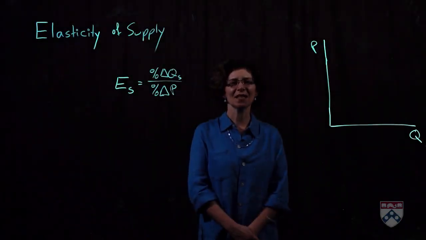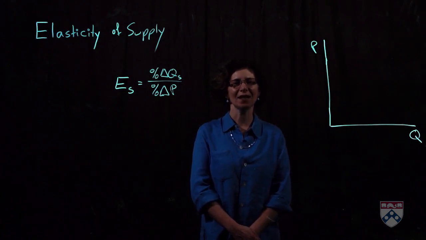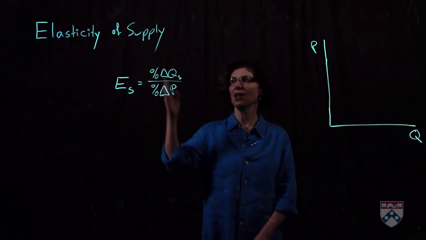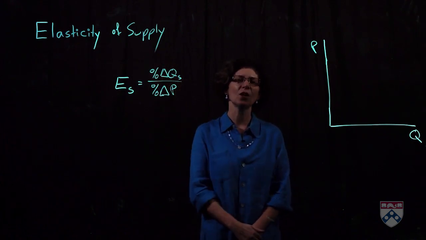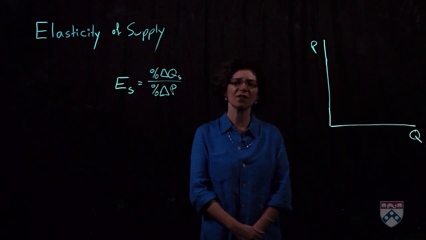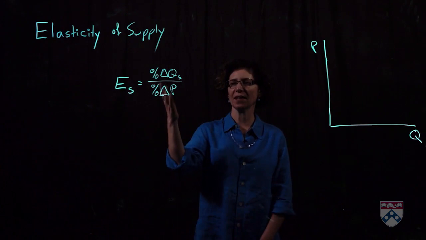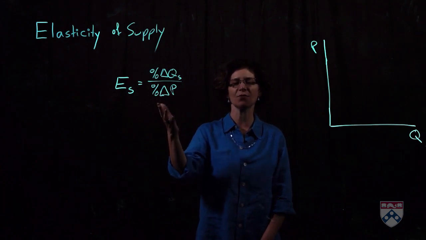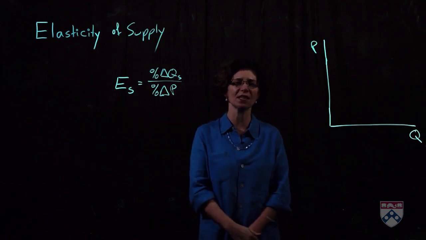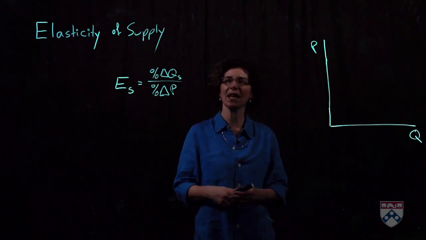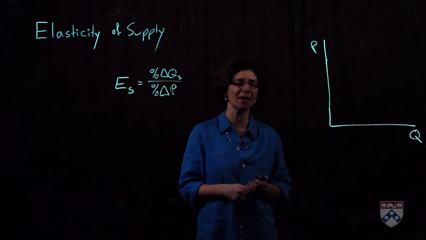We've looked at elasticities on the demand side, and I'd like to spend just a couple of minutes looking at elasticity on the supply side, or the elasticity of supply, which measures the responsiveness of the supply curve. We know that supply curves are upward sloping, that an increase in price will increase the quantity supplied. But the question is by how much? And that is what the elasticity of supply measures.